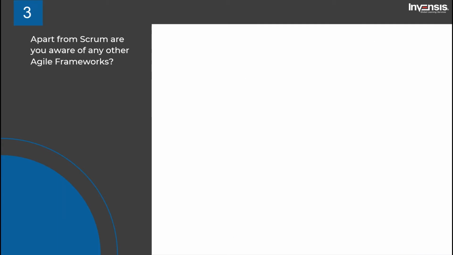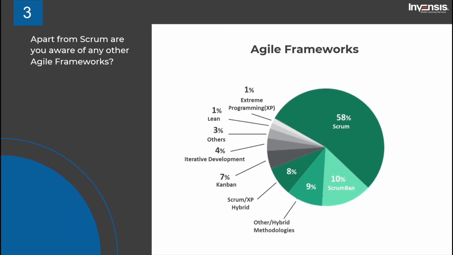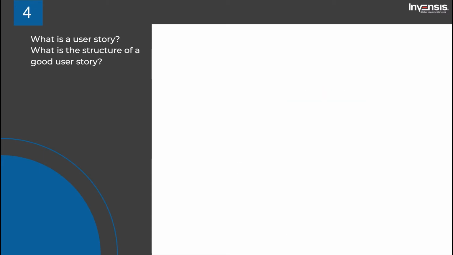Moving to the next question, are you aware of any other Agile frameworks? Scrum is not the only framework that helps teams become Agile. When posed with such a question, you can name other Agile frameworks such as Kanban, test-driven development, feature-driven development, extreme programming, Crystal, lean software development. The next question is, what is a user story? What is the structure of a good user story?